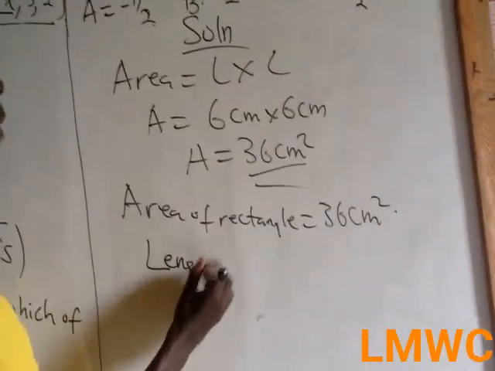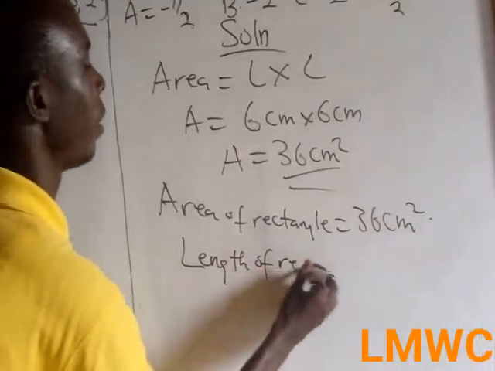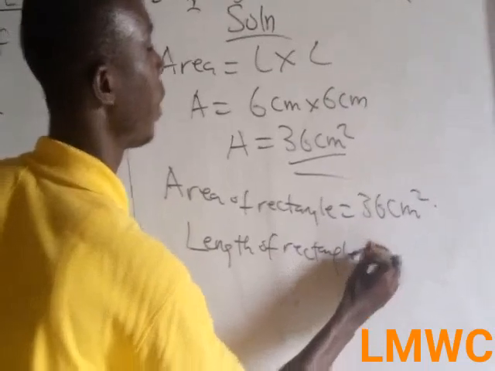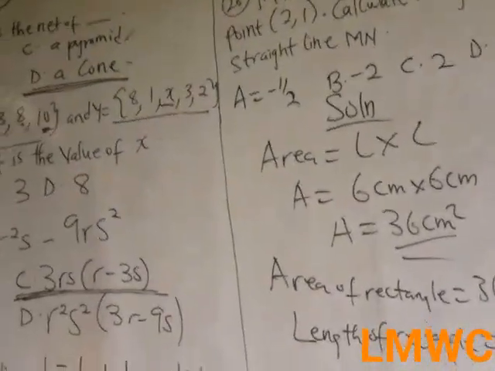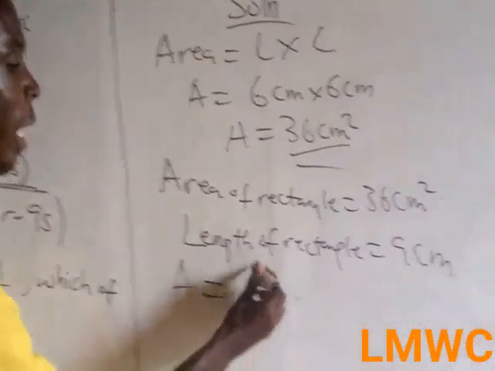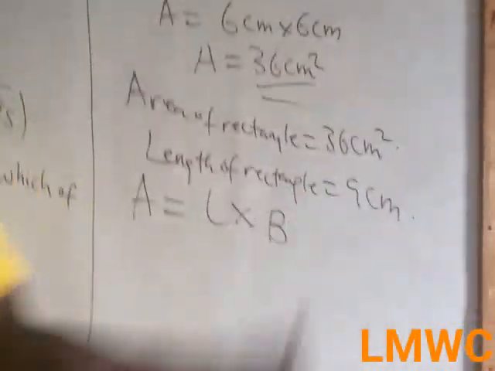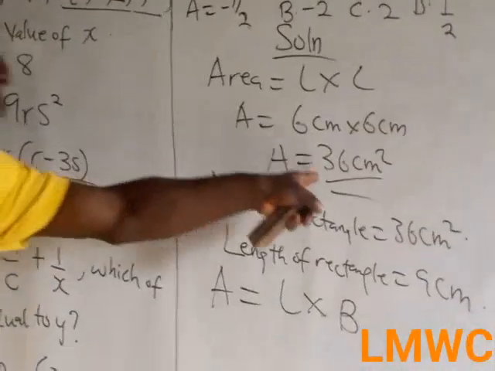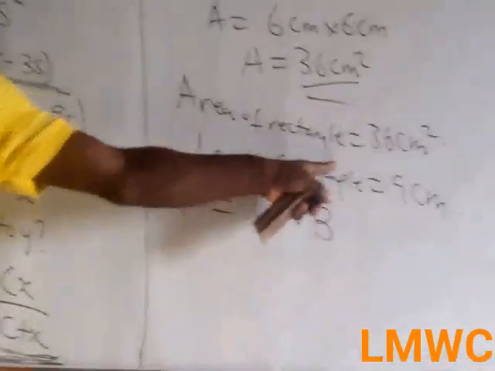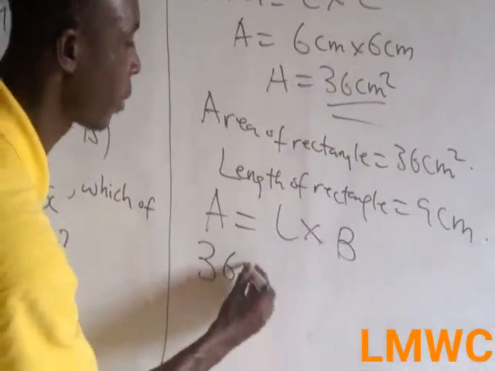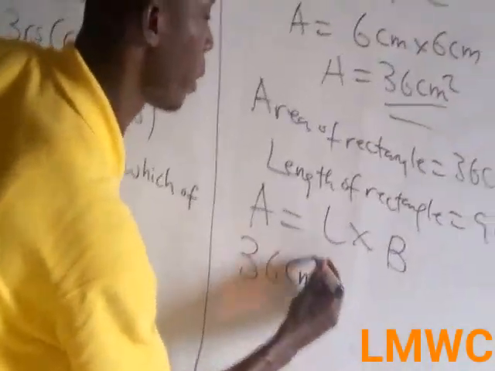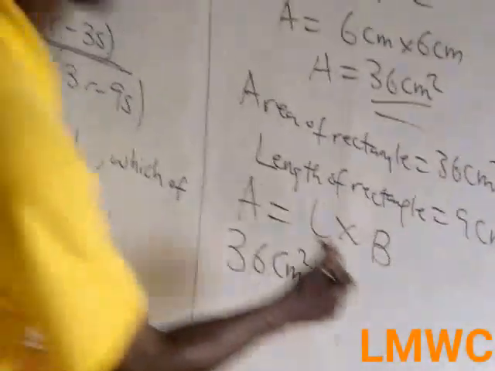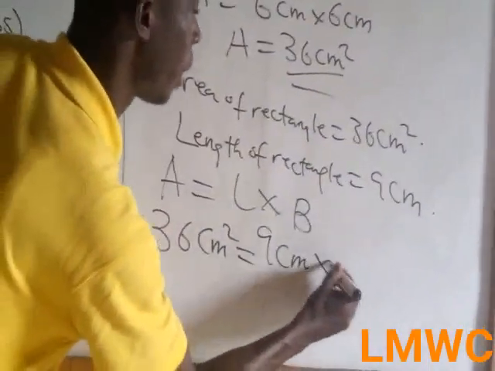Length of the rectangle is 9 centimeters. Find the breadth of the rectangle. We know the area of a rectangle is length times breadth, and the area of this square is the same as the area of the rectangle. So we have 36 centimeters squared equal to, what is the length?